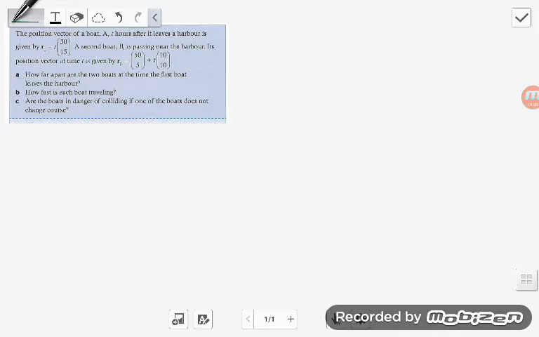Now for part A, they're asking us how far apart are the two boats at the time the first boat leaves the harbor. So they're asking us when boat A is just about to leave the harbor, how far apart are these two boats. So part A, we just have to find the distance between the two boats.